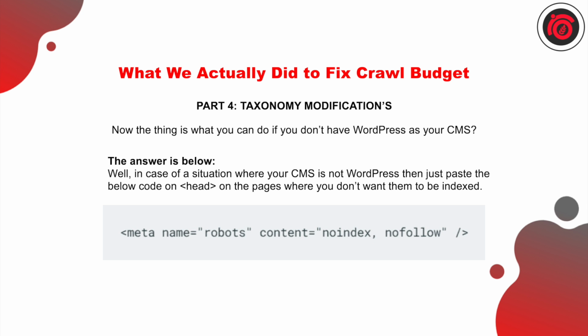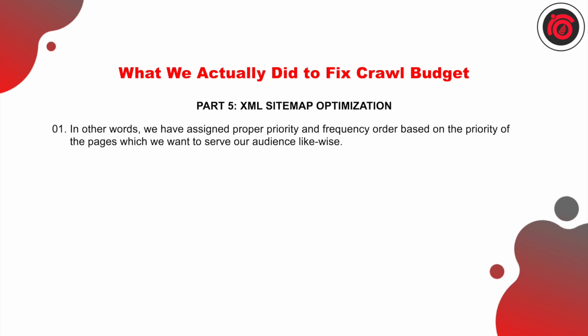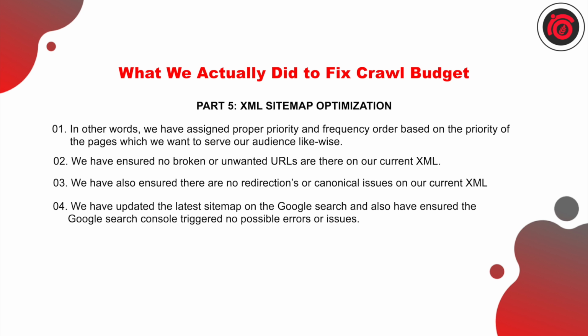Now, last but not the least, let's go to the XML sitemap optimization that we have done. As I explained before, we have maintained proper hierarchy of all the HTML pages in the XML sitemap, and assigned proper priority and frequency to the pages. We have ensured that no broken or unwanted URLs are in the XML sitemap. They are not to be indexed and not to be put in the sitemap as well. We have also ensured that there are no redirection or canonical issues on the XML sitemap file, and made sure that the latest version of the XML sitemap is updated in the Google Search Console.